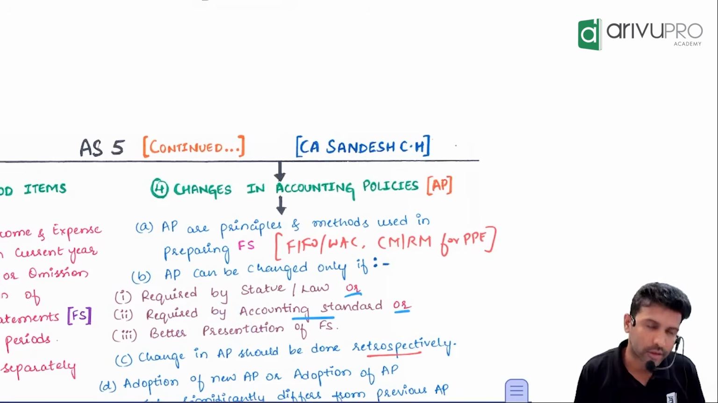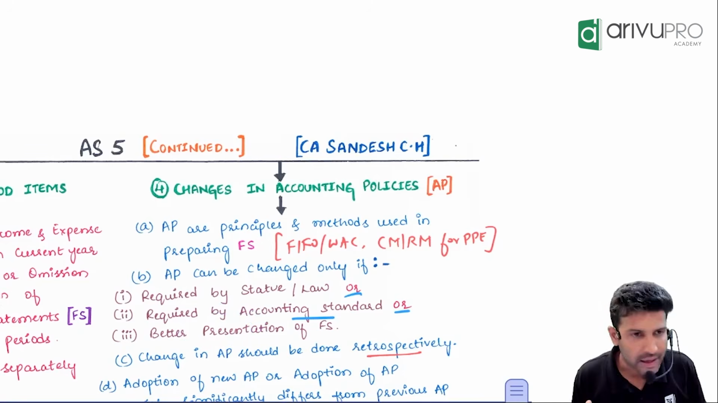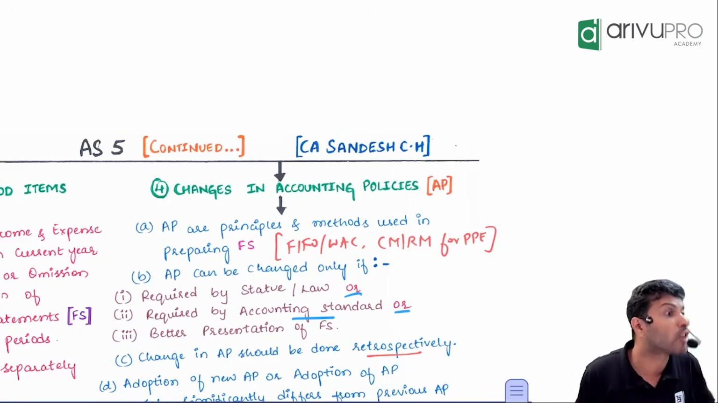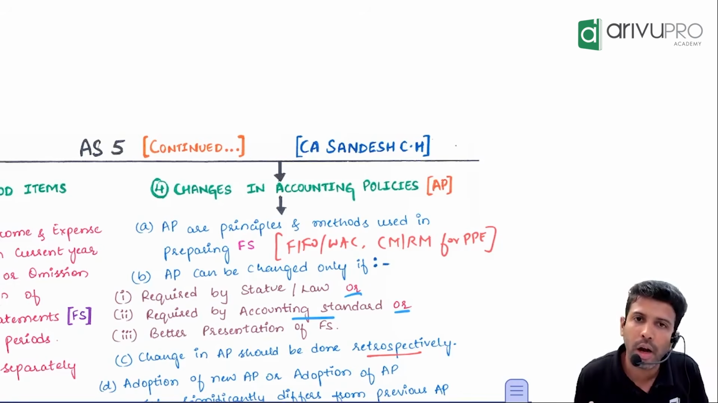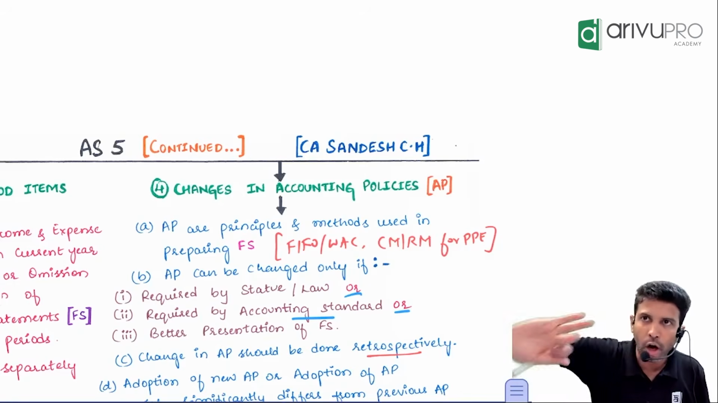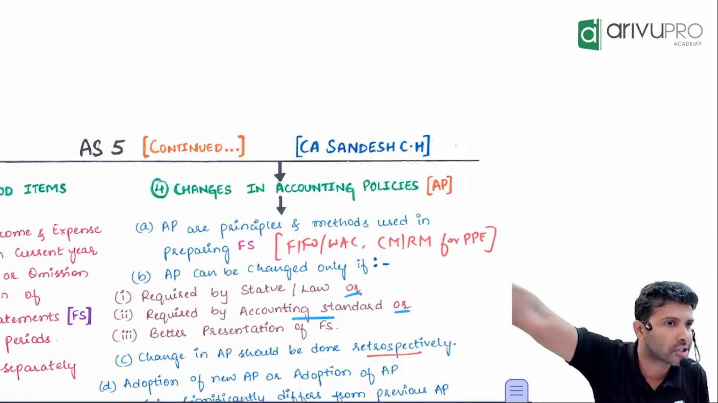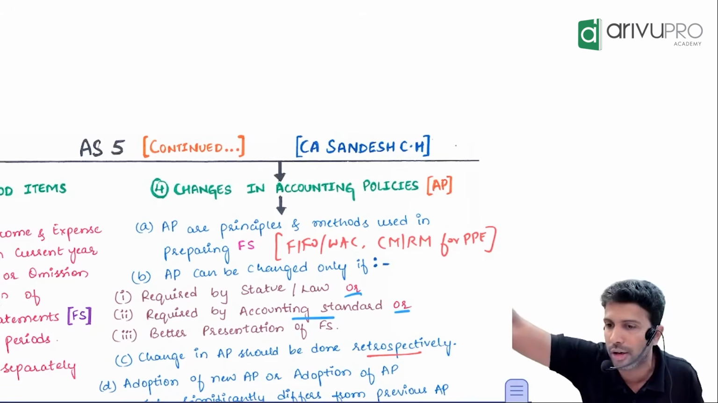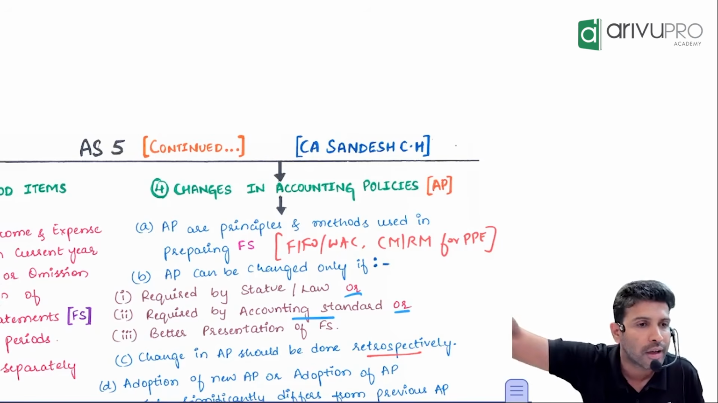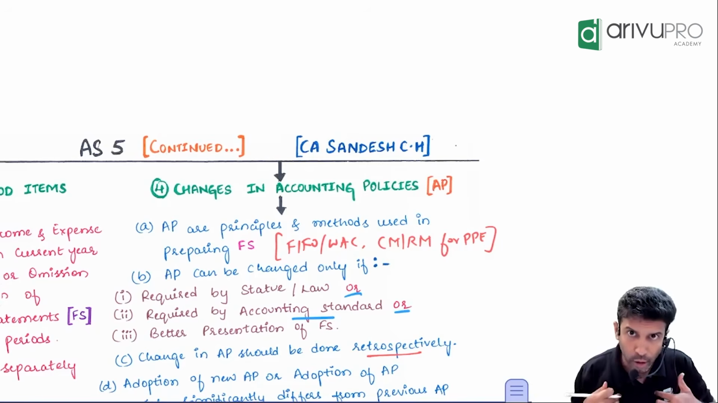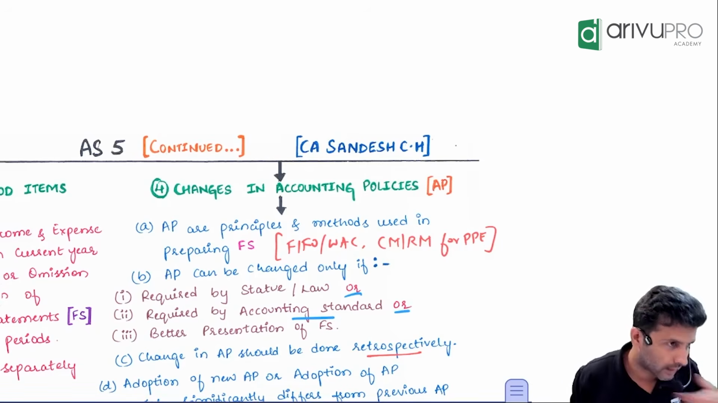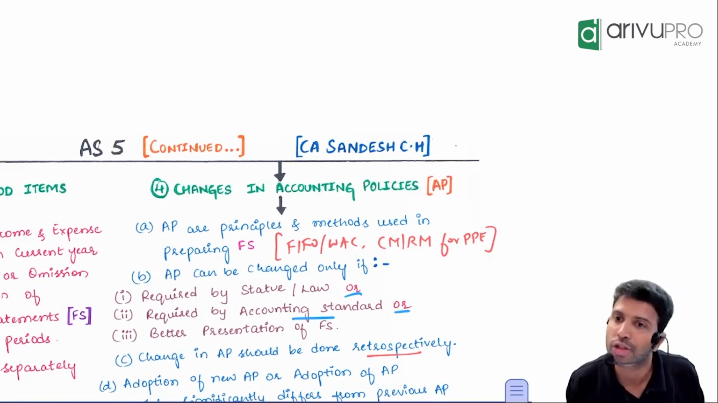Okay, let's say I am an unlisted public company following the cost model for my PPE. But all my competitors are listed companies, with shares listed on the stock exchange, and they are all following the revaluation model. Now, my company also I want to list in the stock exchange.